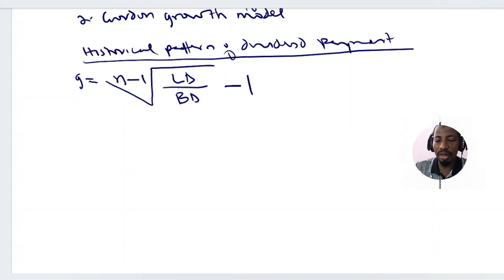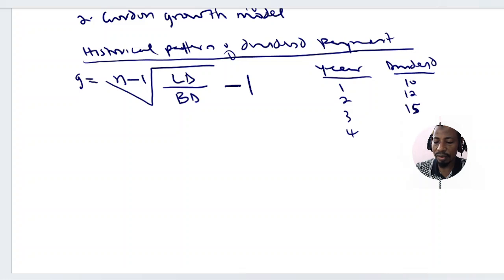For example, you may be given the number of years and the dividend paid. Say you have year 1, year 2, year 3, then year 4. In year 1, the dividend paid was 10 naira. In year 2, it was 12 naira. Year 3, 15 naira. Then year 4 is 20 naira. You can see that dividend has increased from 10 naira to 20 naira between year 1 and year 4. With this, how do you then calculate your growth rate?